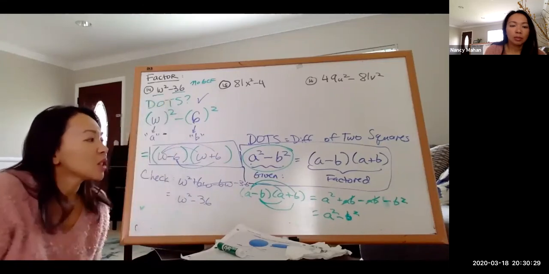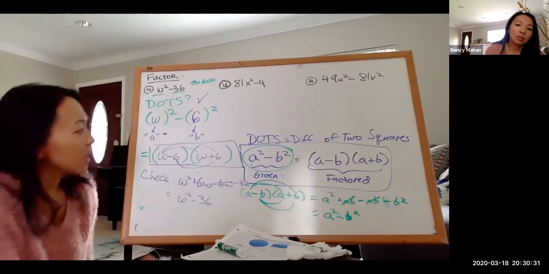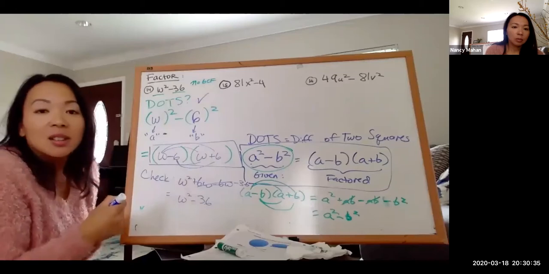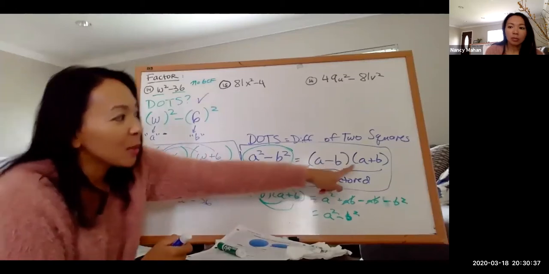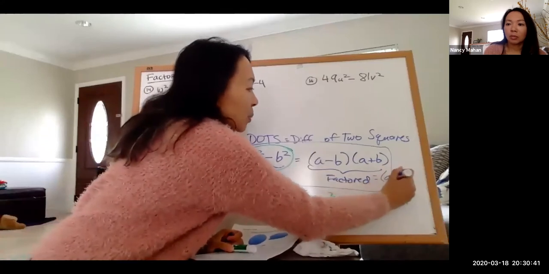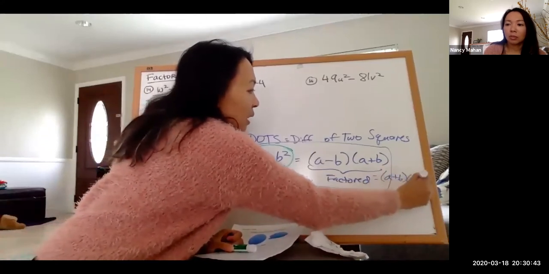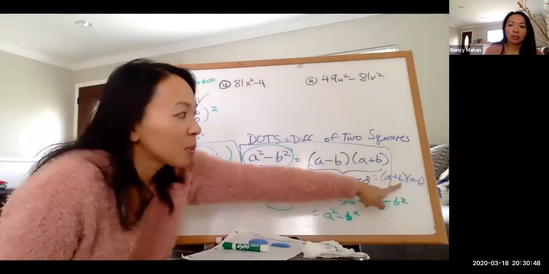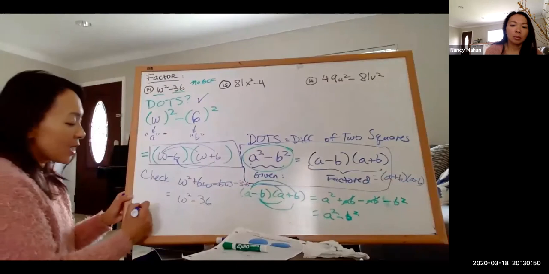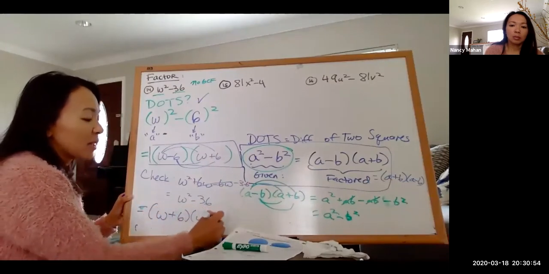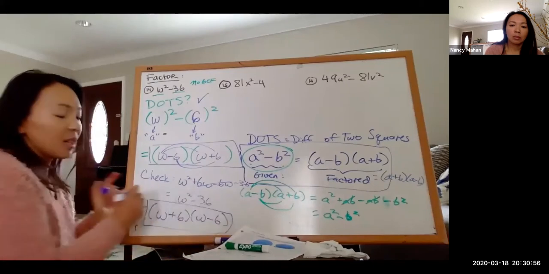Okay. And maybe some of you might ask, does it matter which way you write this order? And the answer is, no, it doesn't matter. It could be A minus B times A plus B, or you could write it as A plus B times A minus B, and that's A-okay. It doesn't have to be the minus first. So this answer is also acceptable if you put W plus 6 times W minus 6. Both answers are acceptable.